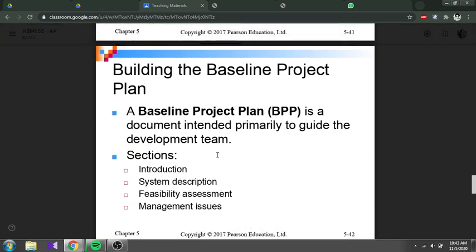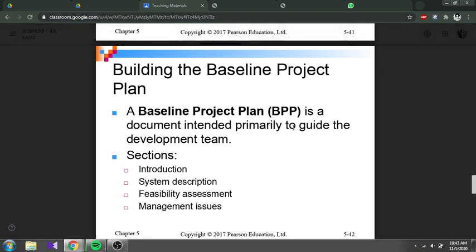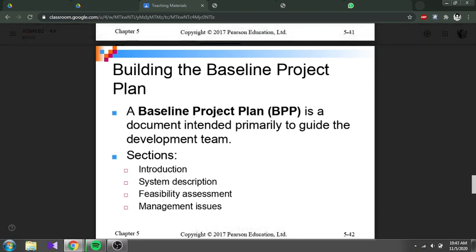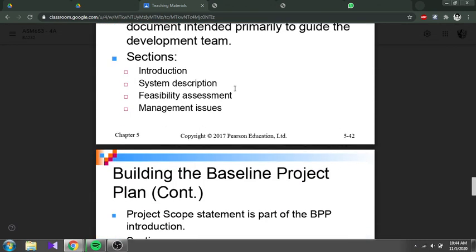Okay, next is the baseline project plan. This is the same as the project management guide. It is a document intended primarily to guide the development team. As I said in the planning process, the first step is that we come up with the baseline project plan. In this section we have the introduction, system description, and feasibility assessment on the technical, operational, and so on, and the management issues, meaning the issues on manpower and the person responsible for handling the project later on.